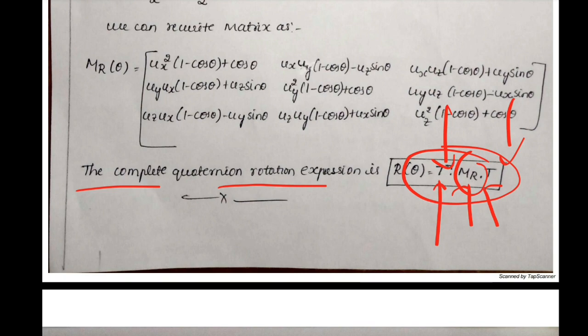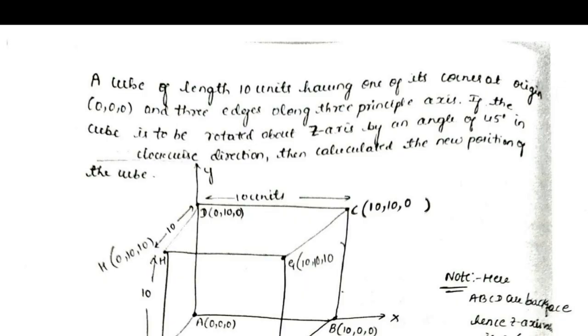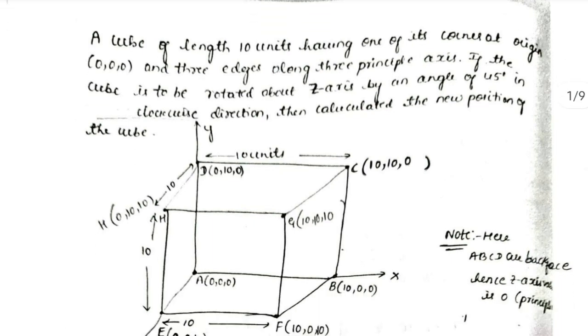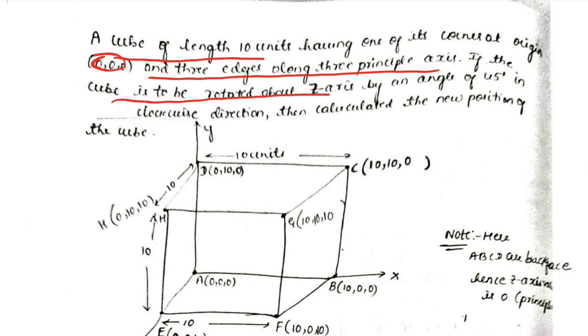Okay, mostly you just need to explain the theoretical concepts regarding the same, but sometimes they may ask numerical questions as well in 3D geometric transformations. So if they ask a question, the question type could be like this: a cube of length 10 units having one of its corners at 0 0 0 and the 3 edges along the 3 principal axes x, y and z. If the cube is to be rotated about the z axis by an angle, the angle and the axis are also given.